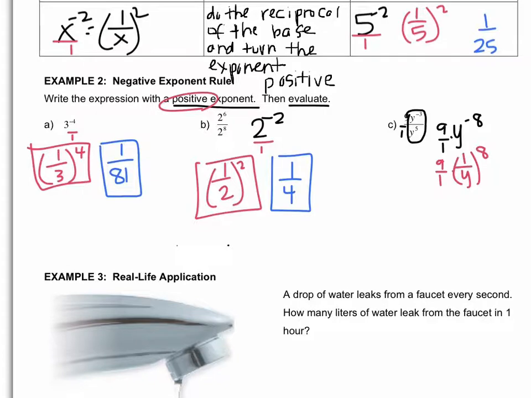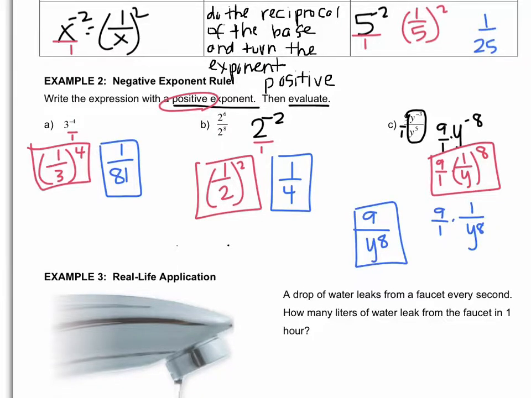So I've rewritten it with a positive exponent, so technically this is finished. But now I have to kind of evaluate. Well, I can't really evaluate all the way because I don't know what y is, but I can simplify a little. So I'll rewrite this piece right here as 1 over y to the 8th, because 1 to the 8th is 1, and y to the 8th is y to the 8th. And then I can bring back the times 9 over 1 and simplify a little. So the best simplified answer is 9 over y to the 8th.